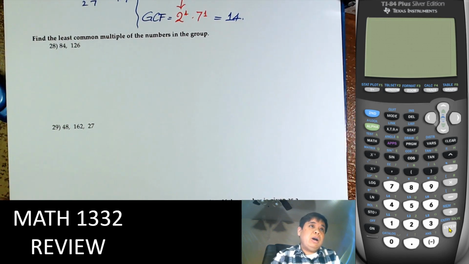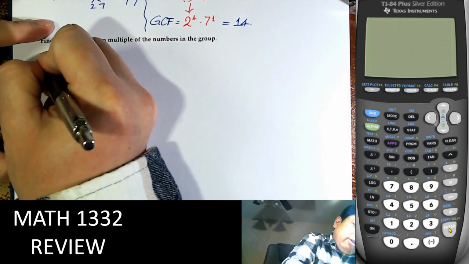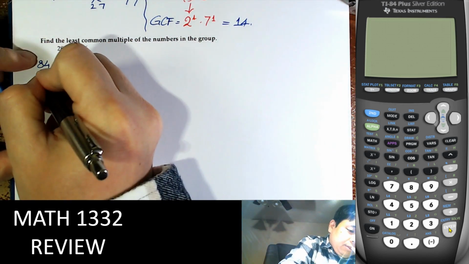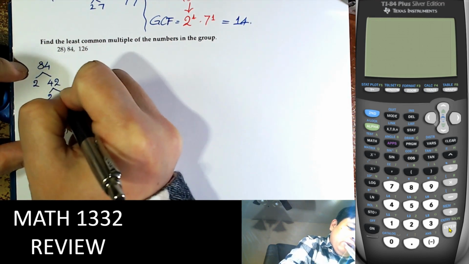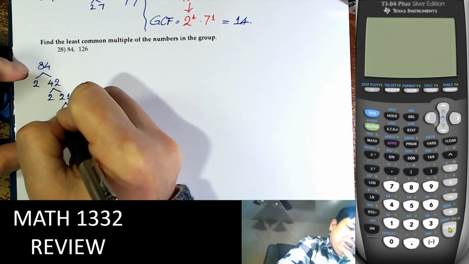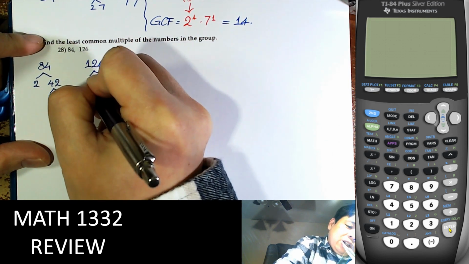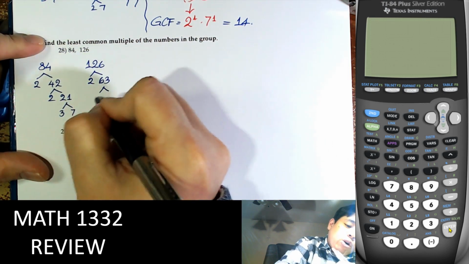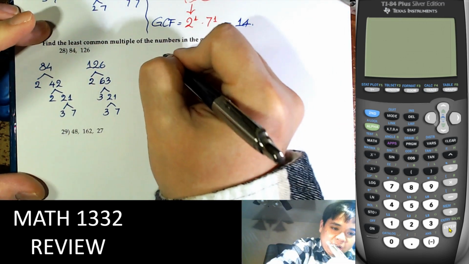Right, now we have these two, 84 and 126. Find the least common multiple. So we do the prime factoring for 84. All of these we have to do prime factoring. 2 and 42, 2 and 21, 3 and 7. Then 126: 2 and 63. Now 2 doesn't work anymore, so go to 3 and 7. Right, now let's try it out.